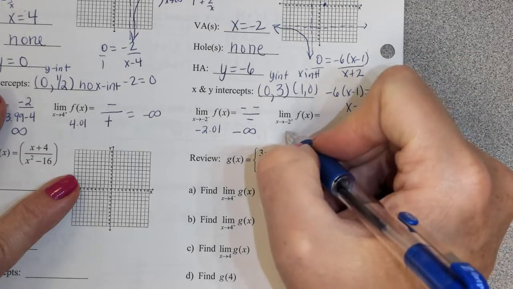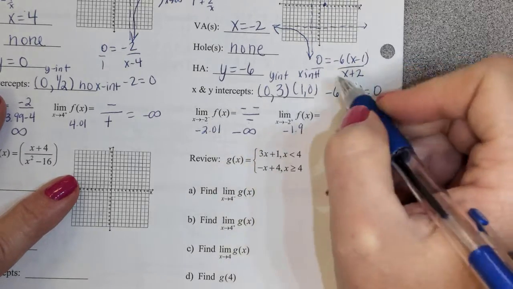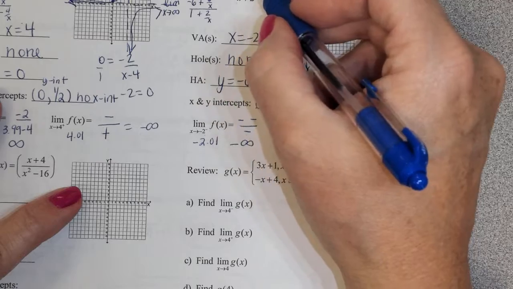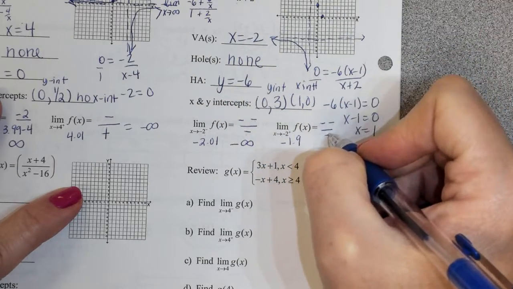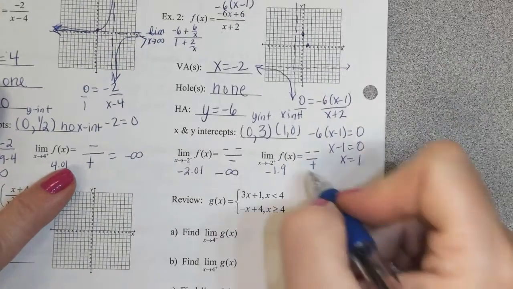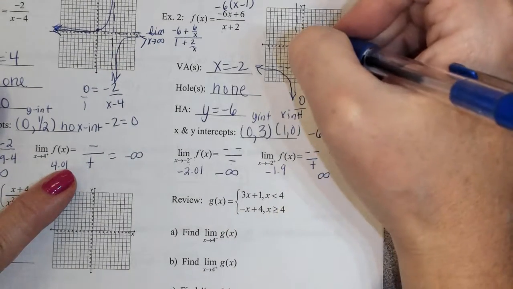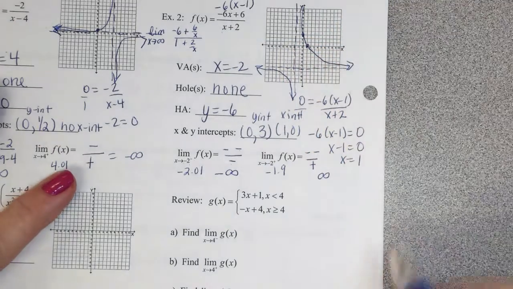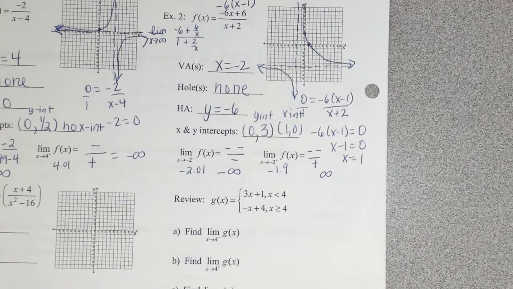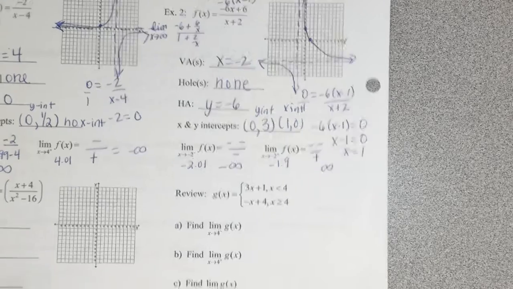And then just to double check, I'm going to do -1.9, plugging that in. I get a negative times a negative divided by a positive, and so that's going to be positive infinity, and so we're going to look like this. Okay? Questions? Just putting it all together.